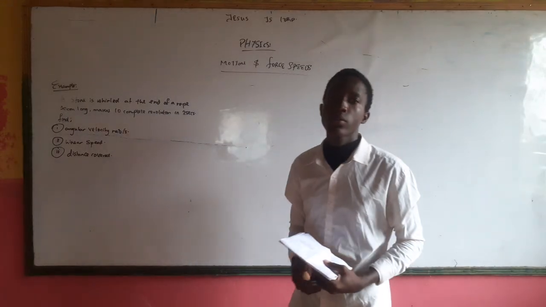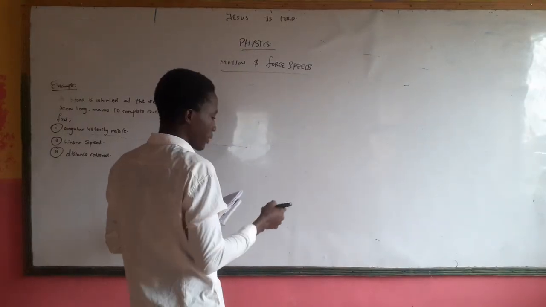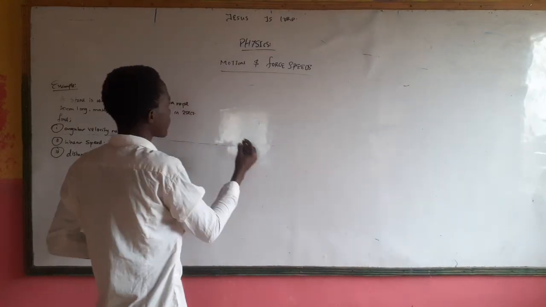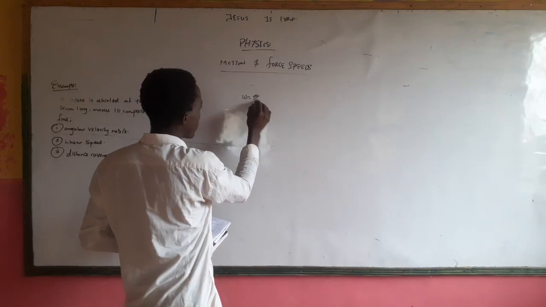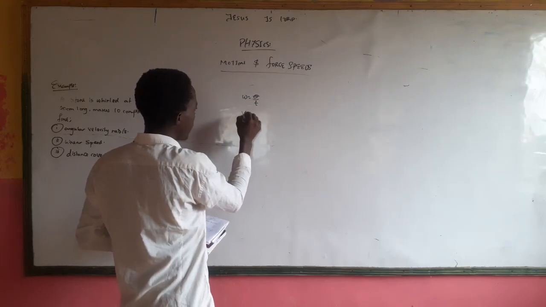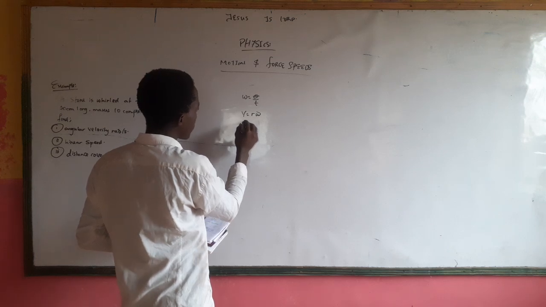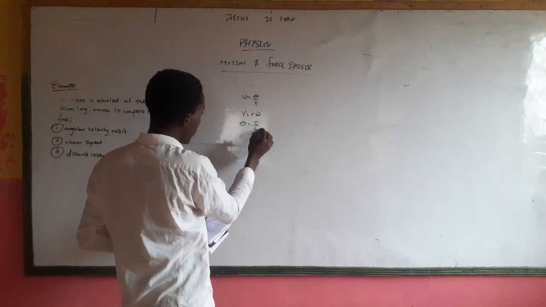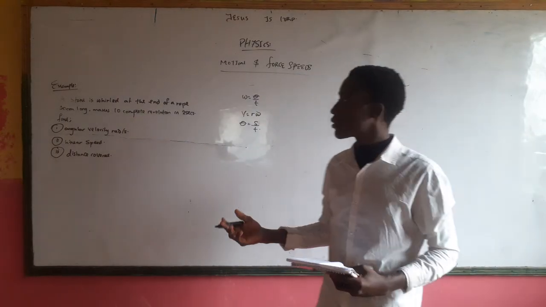So here's what I want us to do now. I want us to solve this example. Remember I said something about circular motion. I said W is equal to theta over T, and V is equal to RW. I also said theta is equal to S over T. So we're going to know how to practically solve this kind of question.